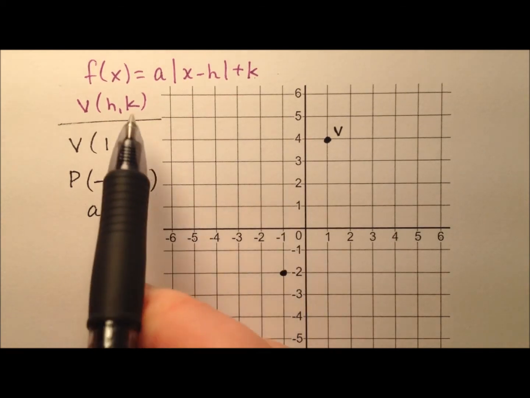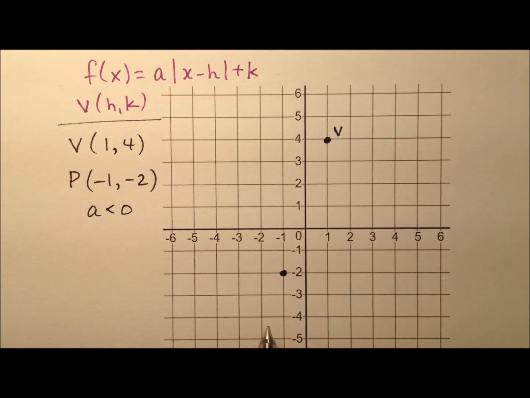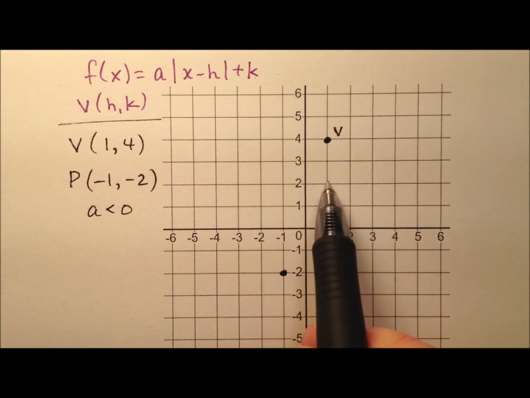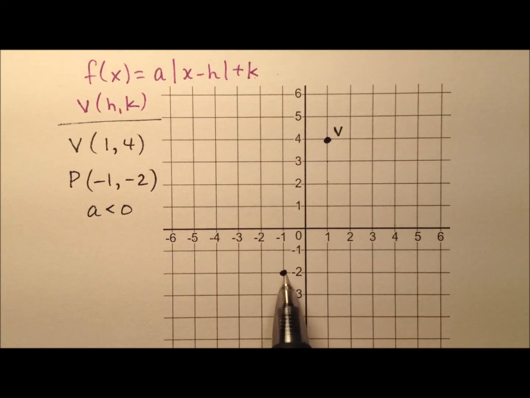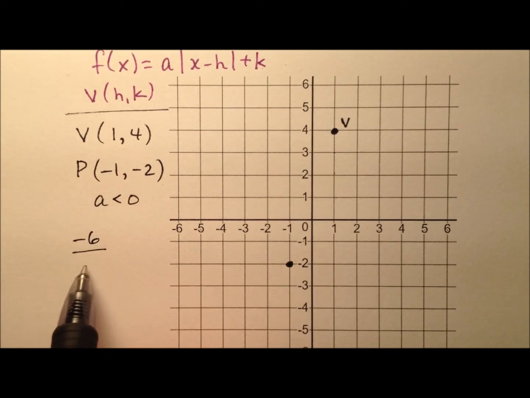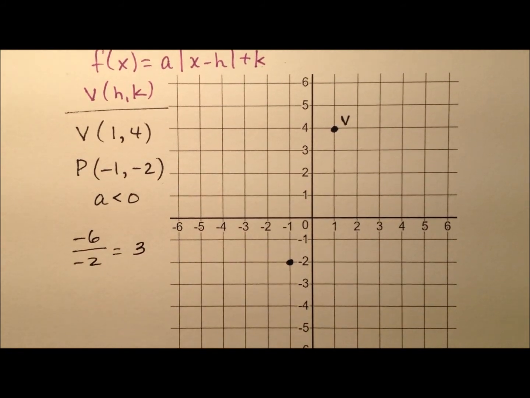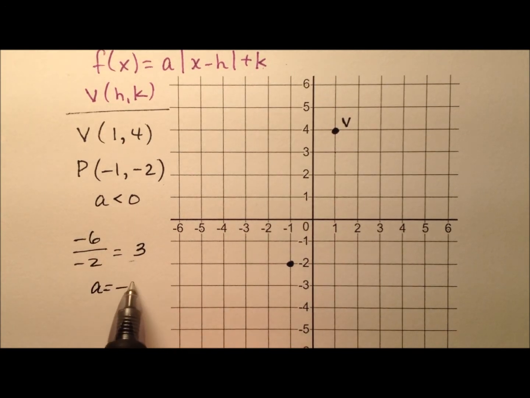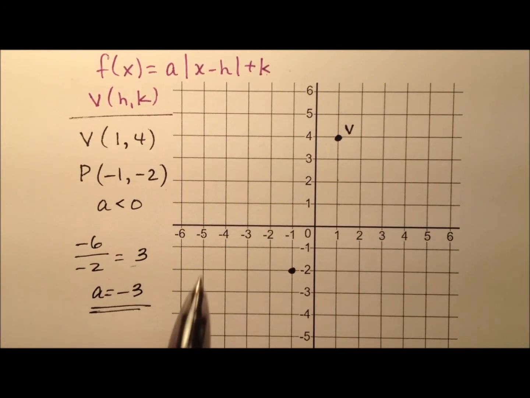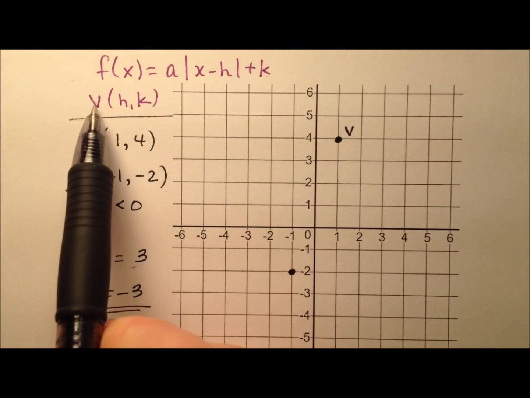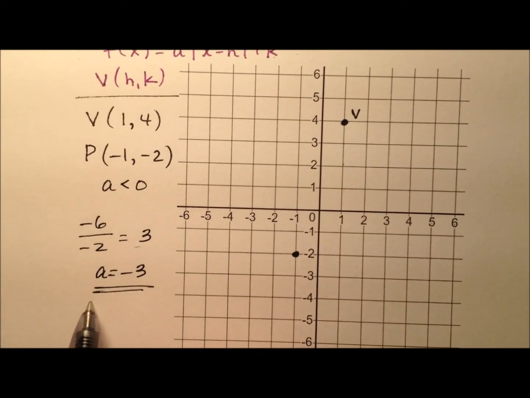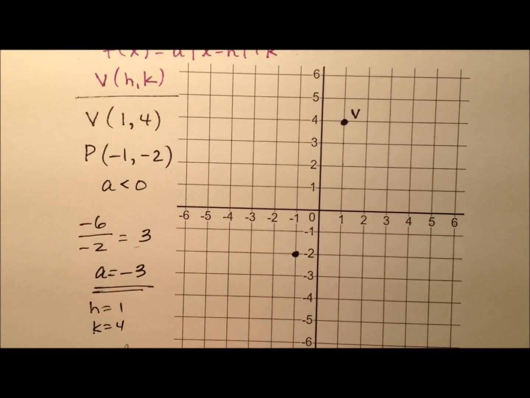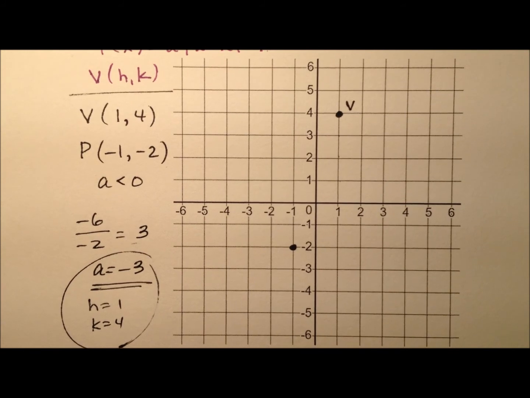Okay? So the other thing we need to know about a is, well, what's the slope between these two points? So let's go ahead and go from V down to P. I'm going to go down 1, 2, 3, 4, 5, 6, and then over 2. So I went down 6 and back 2, so that's 3. So I know my a value is negative, and the numeric portion is 3, so a is -3. Also, based on my original knowledge that the vertex is (h, k), I know that h is 1 and k is 4. Okay? So I have all three pieces of information that I need.